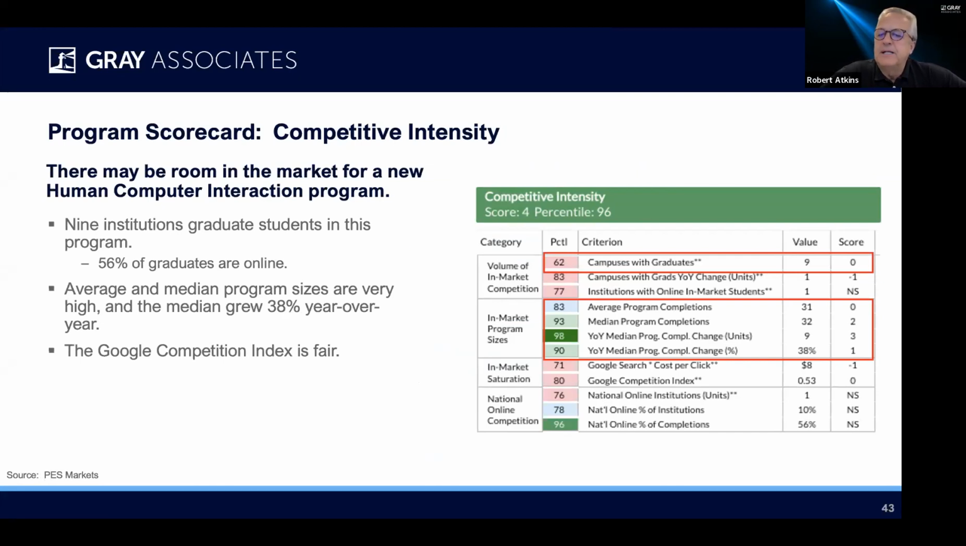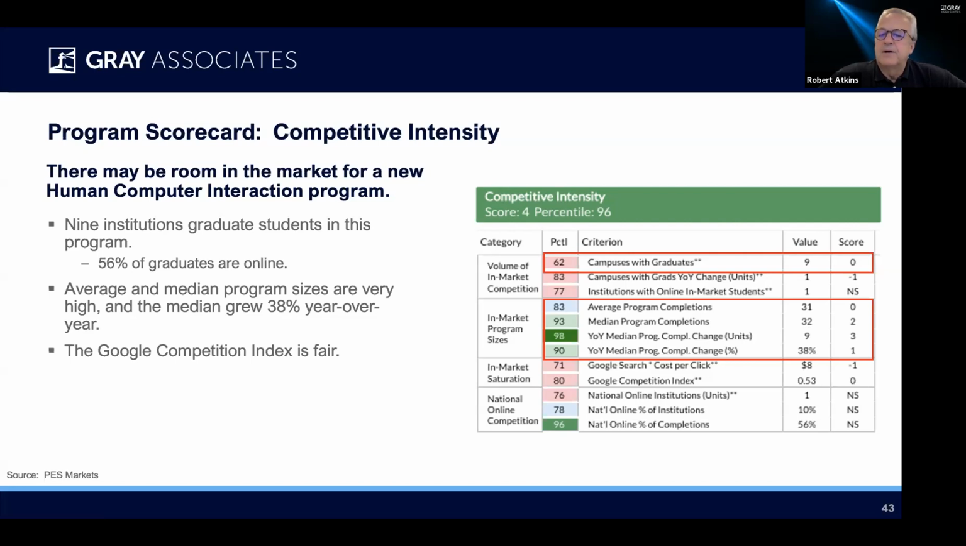Then moving down, median completions is pretty interesting. 32, median program 32. That means a pretty big program. We're talking about a 4-year program. Let's assume most people go through in, on average, 6. So I'm going to have 6 times that many students in order to generate the 32 graduates. So we're talking about a program with 180, 200 students in it. So pretty interesting size program.